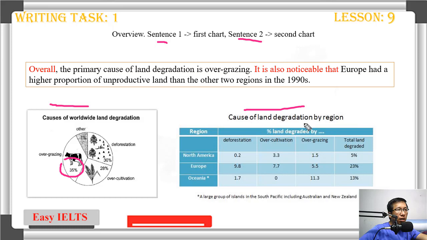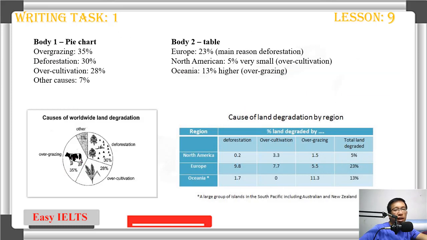Look at the cause of degradation by regions. You can see Europe here, the number is biggest. So we say overall, the primary cause of land degradation is over-grazing. Okay, that's sentence number 1. Sentence number 2. Is it also noticeable that Europe had a higher proportion of unproductive land than other 2 regions in the 1990s?